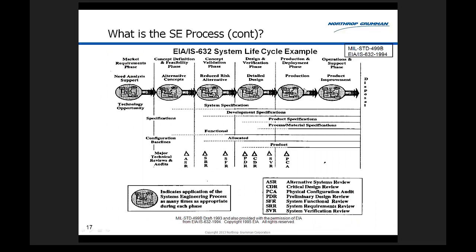This slide 17 is the life cycle example. Now, this little egg chart, I call it, this is the little chart I showed you earlier, indicates application of the SE process as many times as appropriate during each phase or stage, okay? And we've got another note here of the technical review names, the military style of technical review names from the MIL standard. So here during the market requirements phase, we do some needs analysis support. We apply the system engineering process. We look at technologies and opportunities, and we have some output. Well, that becomes the input to the next phase, and we during the concept definition and feasibility phase.